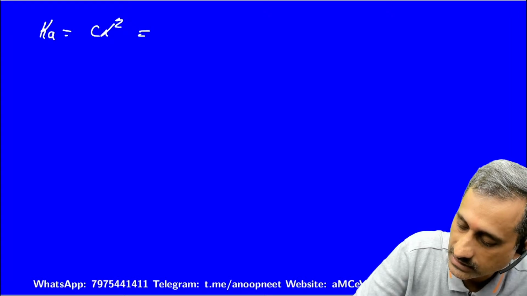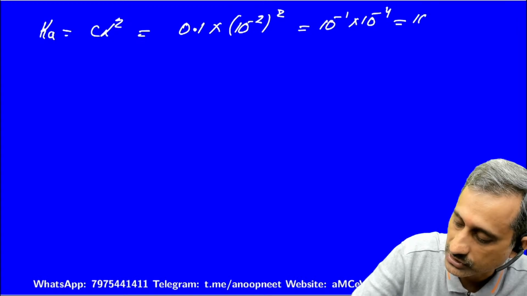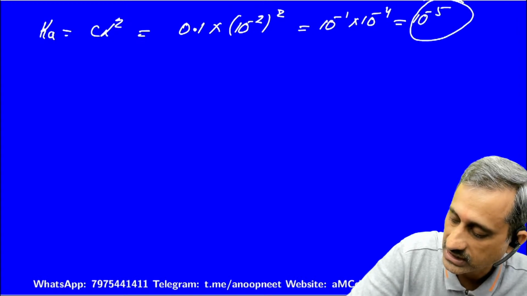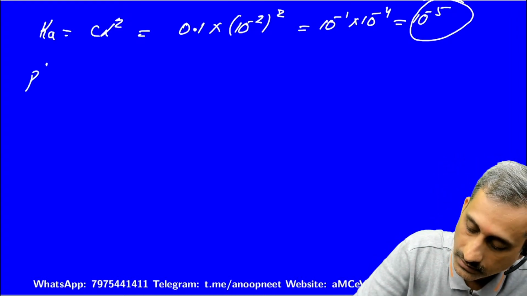देखो, Ka is equal to C alpha square. That is equal to concentration is 0.1. Alpha is equal to 10 raised to power minus 2, raised to power 2. That is equal to 10 raised to power minus 1 into 10 raised to power minus 4 is equal to 10 raised to power minus 5. So that is what we have as Ka. No confusions with that.